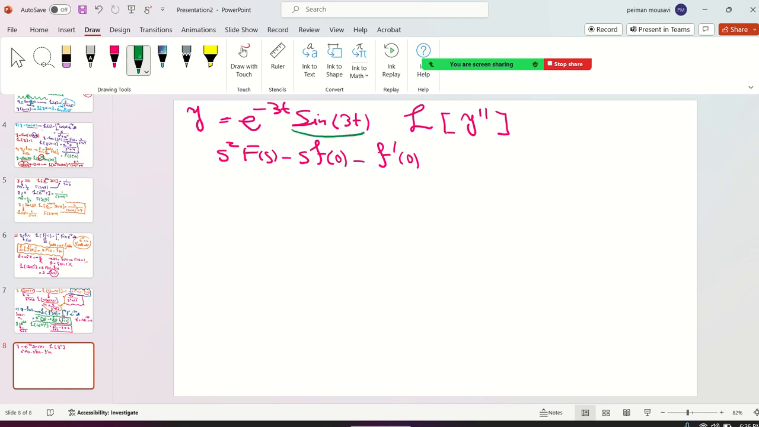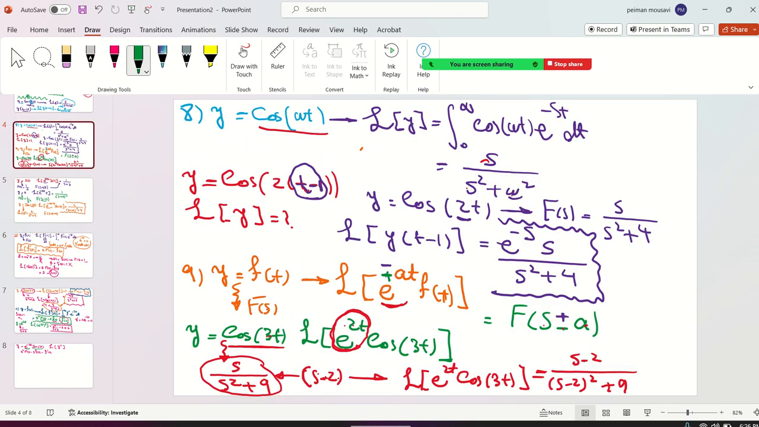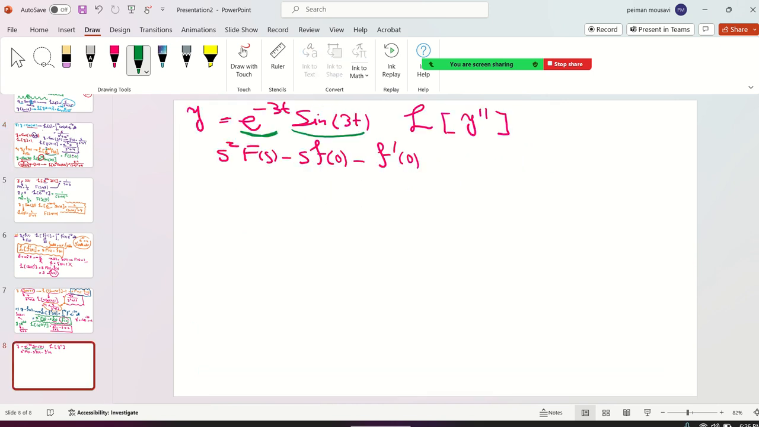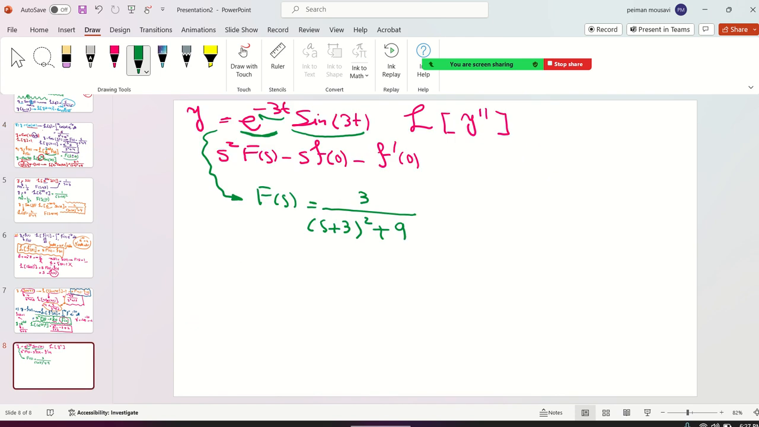We know this, but this is multiplied by e to the minus 3t. Remember this formula? By this formula, you have to use s plus a, remember? So the Laplace of the original function, F(s), is going to be 3 divided by (s plus 3) squared plus 9, because of this minus 3. Everybody agree using this formula? That's right. Everybody agree? Yeah.